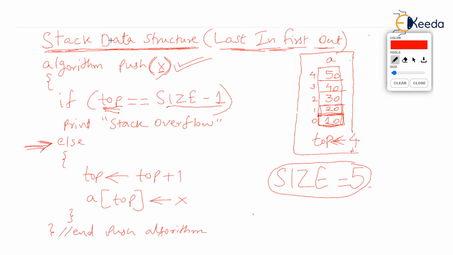Now just imagine you call push. You want to push 60 in this stack, but hello, there is no room in the array. Check that the array is full. We call such situations as stack overflow. When the stack does not have any room to accommodate a new value, we say it is overflown. How will it work now? Let's say we are pushing 60, x is 60.